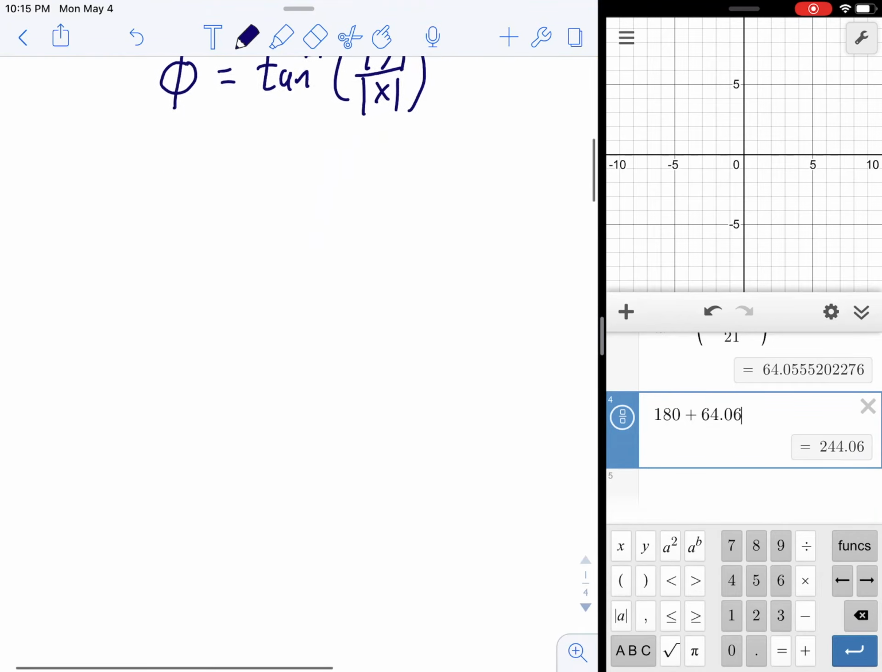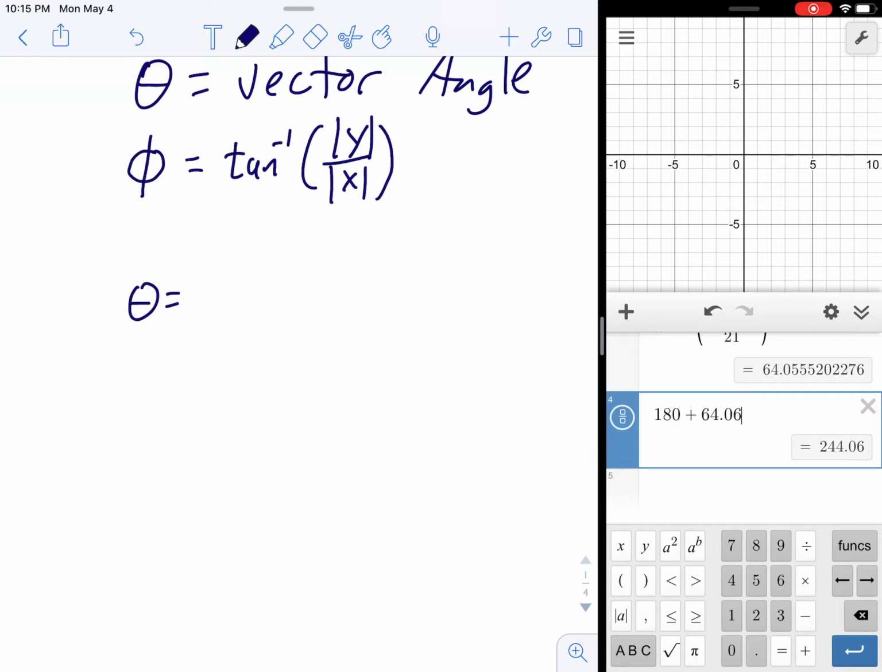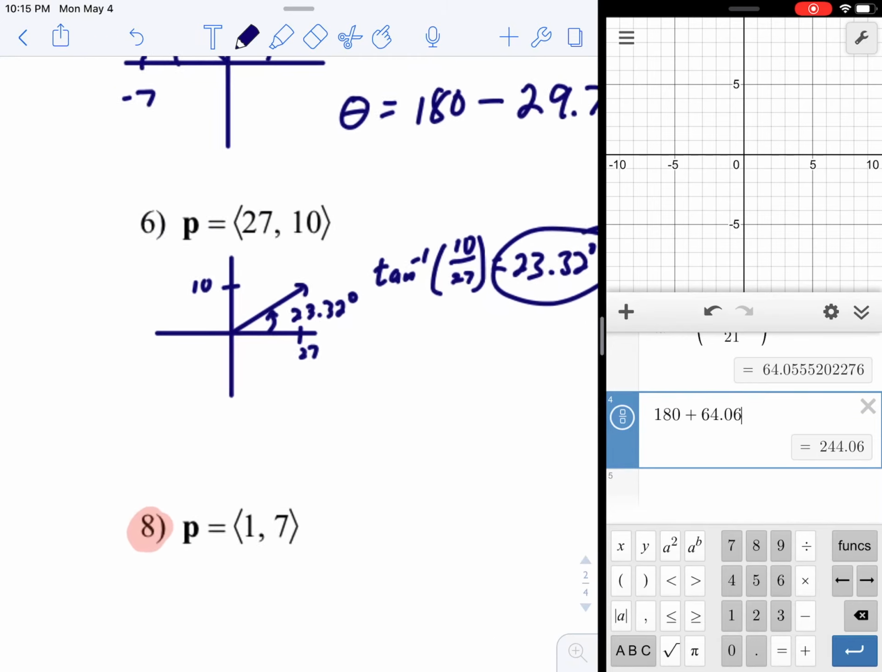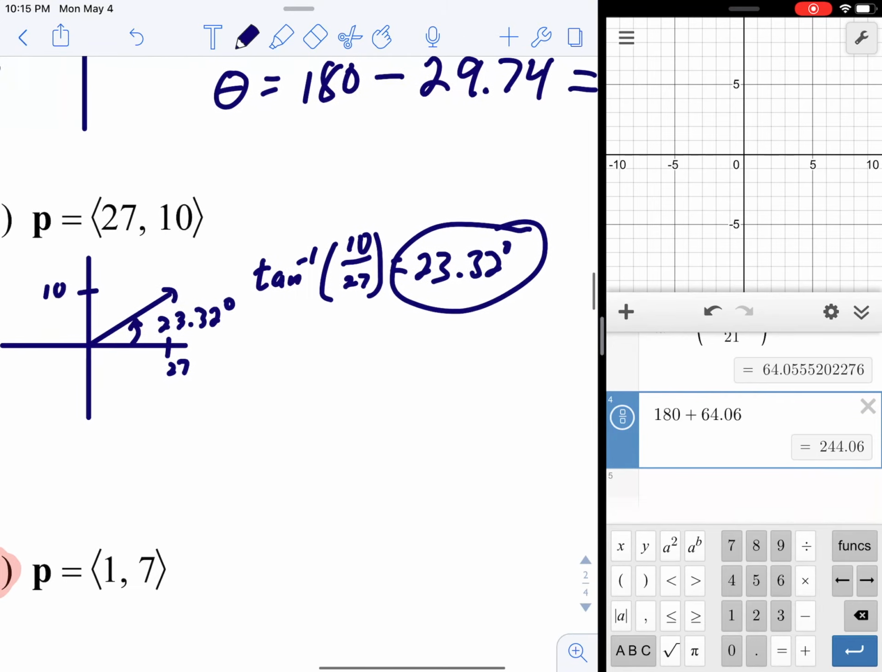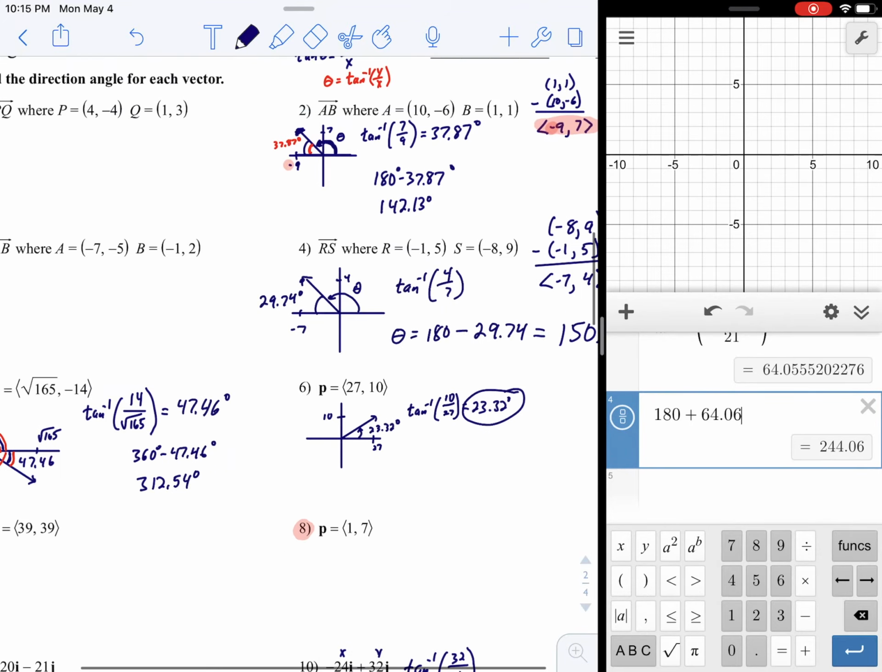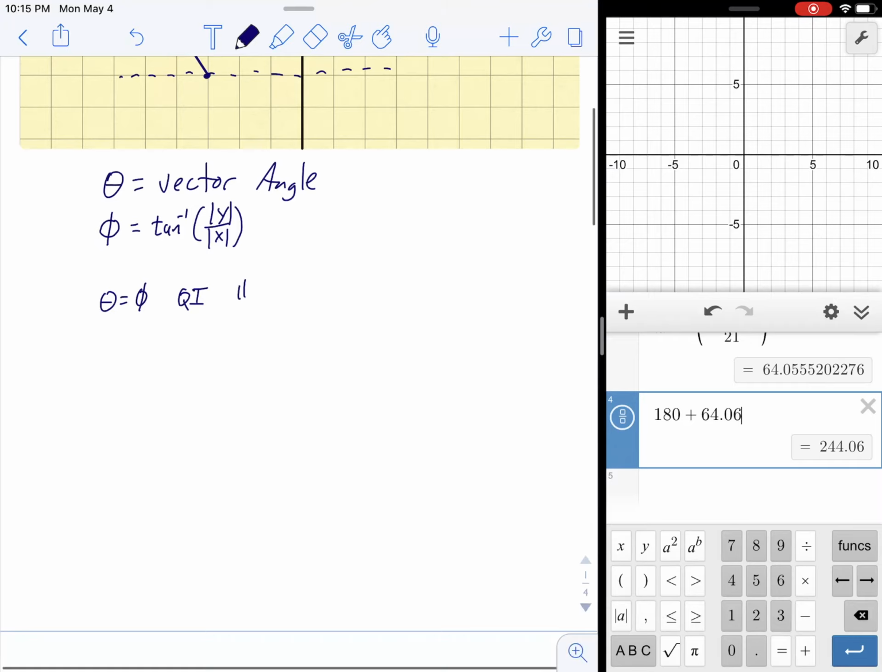And then theta, well, in some cases theta actually equals phi. That's when you're in the first quadrant. Well, let's see, quadrants are Roman numerals, so I'll go ahead and do this. Wow, I'm smart. Roman numeral 1. So I'll do Q1. We're in quadrant 1, theta equals phi. That is like, which problem was it? Number 6. The answer you got from the first step was the final answer because you're in the first quadrant. So this was like number 6.